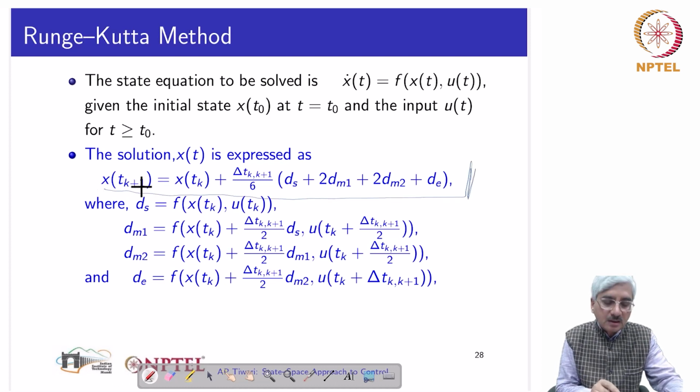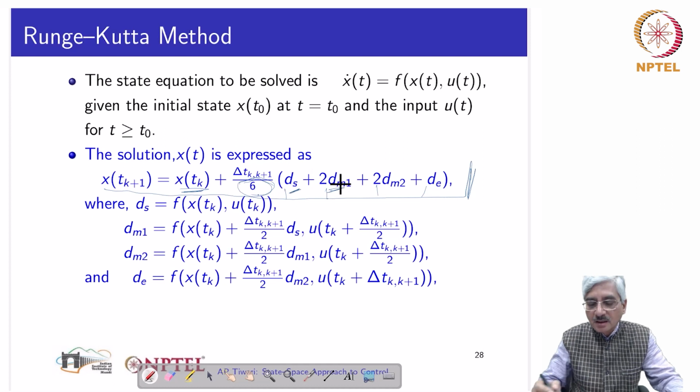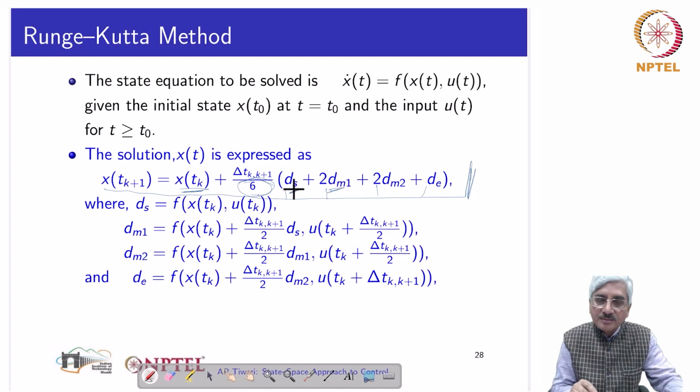x(tk+1), the value of the state at the end of the time step, is equal to the value of the state at the beginning of the time step plus delta t divided by 6. Please note this 6 is the sum of 1 plus 2 plus 2 plus 1, divided by 6, times the value of the function evaluated at the initial time, the start of the time step, at the end of the time step, and at the middle of the time step twice.